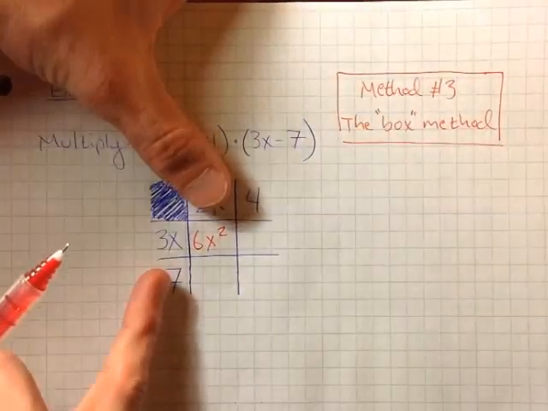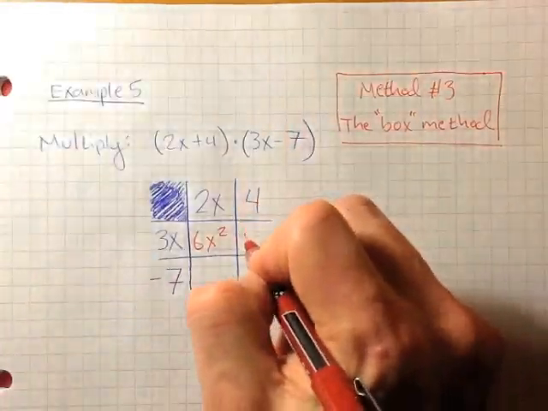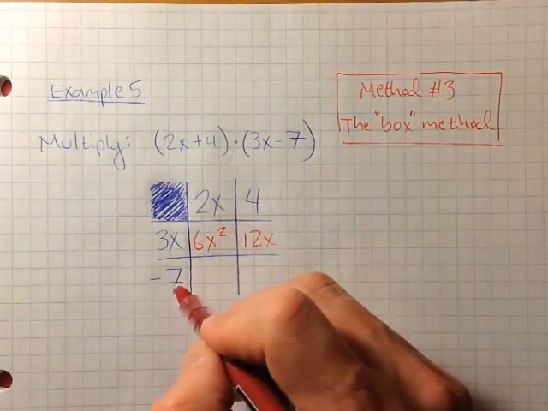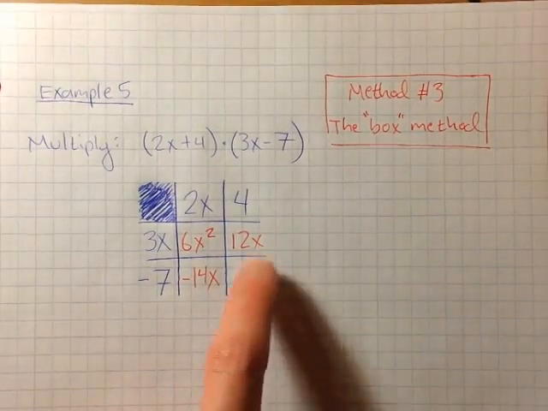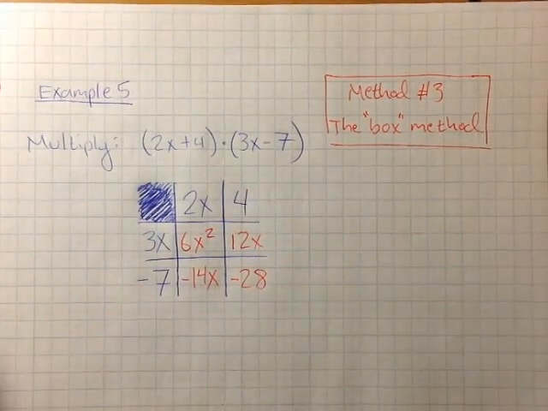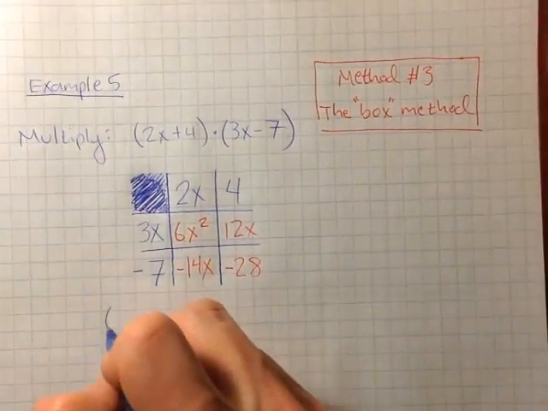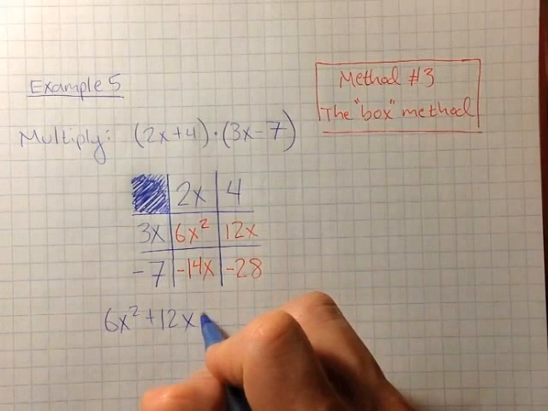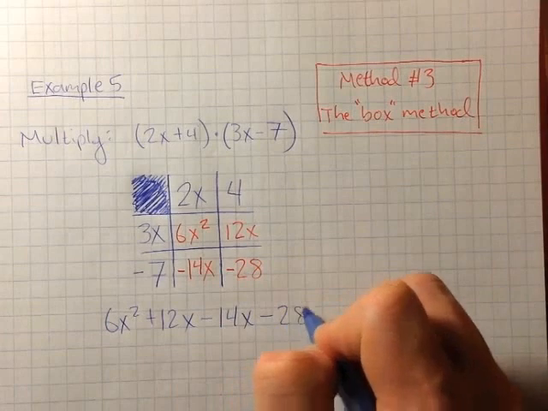So for example, on the far right, we're going to multiply 4 times 3x to get 12x. Down here, we're going to multiply 2x times negative 7 to get negative 14x. Then on the bottom right, we're going to multiply 4 times negative 7 to get negative 28. Now, all of these pieces, we're going to add together. So 6x squared plus 12x, it doesn't matter what order we go in, plus a negative 14x plus a negative 28. Okay?